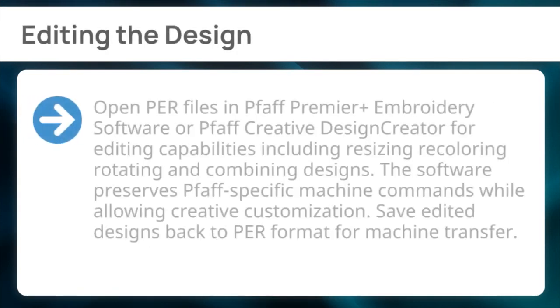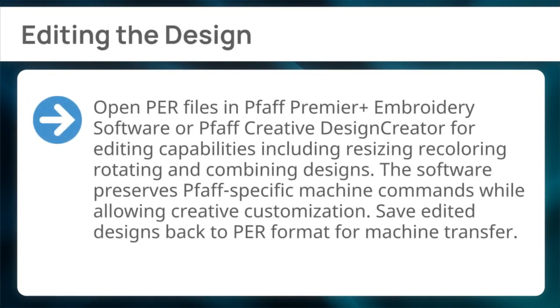Next, editing the design. Open PER files in Pfaff Premier Plus embroidery software, or Pfaff Creative Design Creator for editing capabilities including resizing, recoloring, rotating, and combining designs. The software preserves Pfaff-specific machine commands while allowing creative customization. Save edited designs back to PER format for machine transfer.